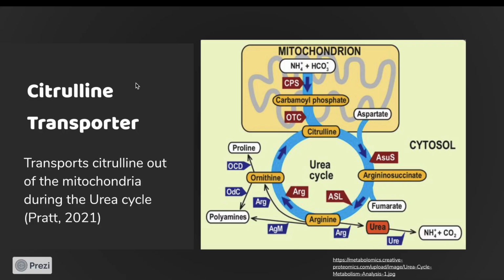Okay, next is the citrulline transporter. And so the citrulline transporter, this is what transports the citrulline out of the mitochondria into the cytosol during the urea cycle. And the way I try to remember this is citrulline, cytosol. Citrulline is going into the cytosol. And that comes after that first activation step where you make the carbamoyl phosphate, and then the carbamoyl phosphate combines with the ornithine into citrulline, and then it leaves the mitochondria and goes through the rest of the cycle.